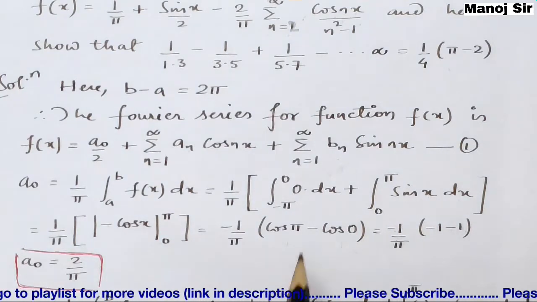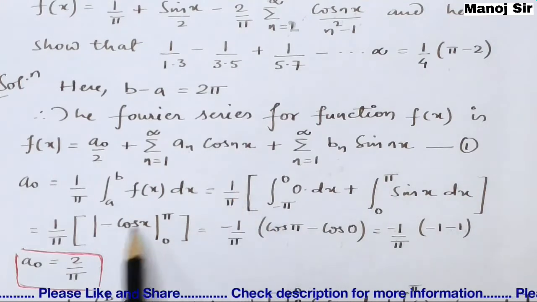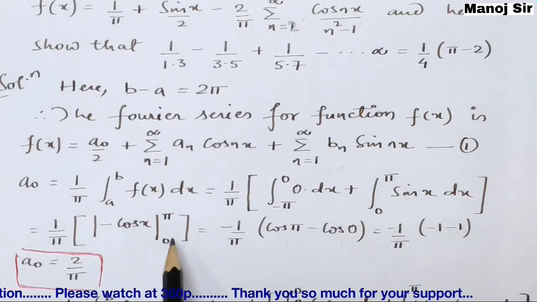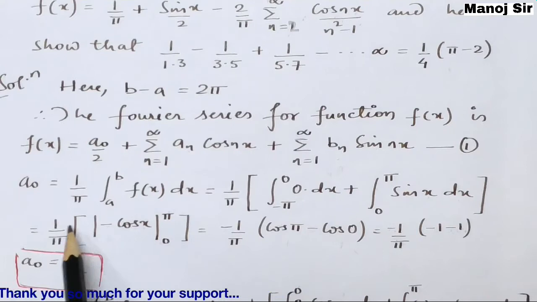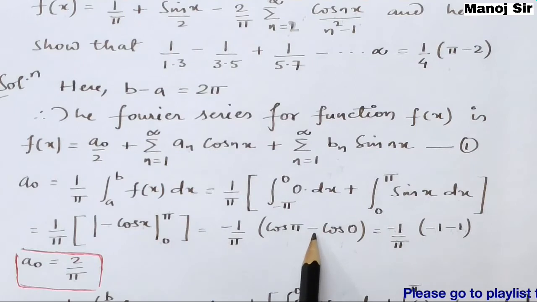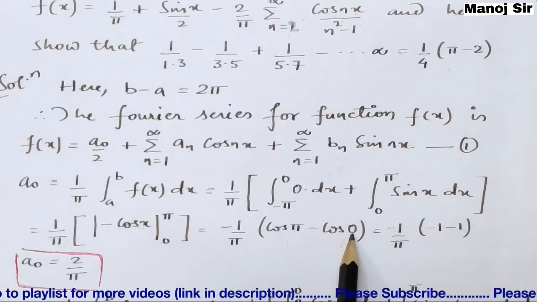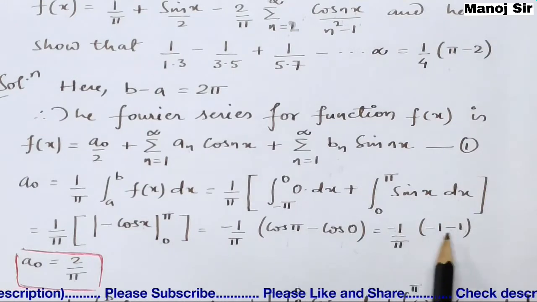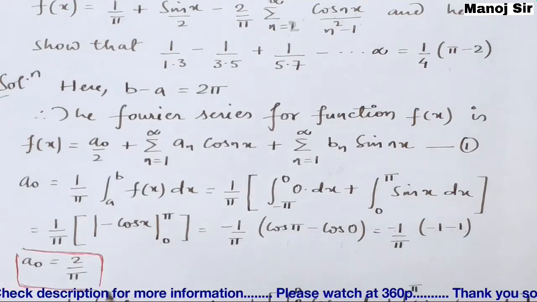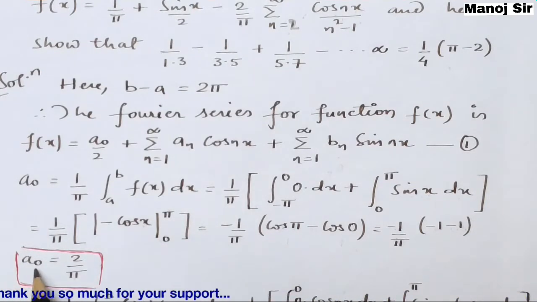Now the first part will become 0 because of this 0, so we are going to solve the second part only. Here we have 1 upon pi, and integration of sine x will become minus cos x, with the limit from 0 to pi. Take the negative out, that is minus 1 upon pi. Put the upper limit, cos pi, minus the lower limit, cos 0. We know that cos pi is minus 1 and cos 0 is 1. So minus 1 minus 1 is minus 2, and minus 2 into minus 1 becomes 2 upon pi. So the value of a naught becomes 2 upon pi.